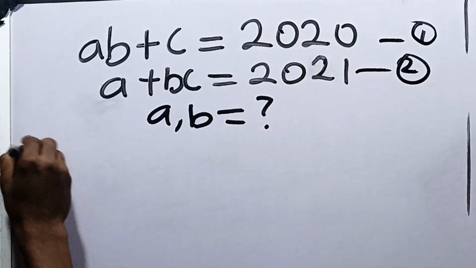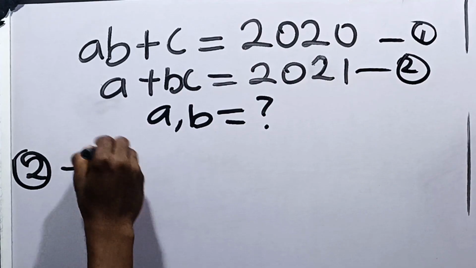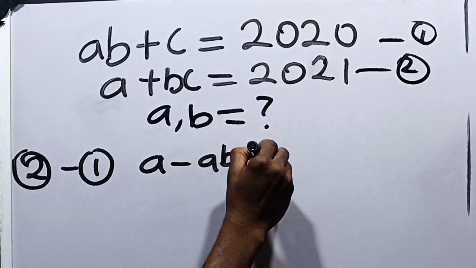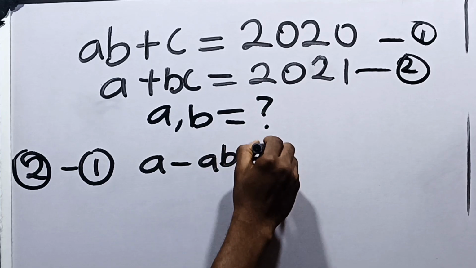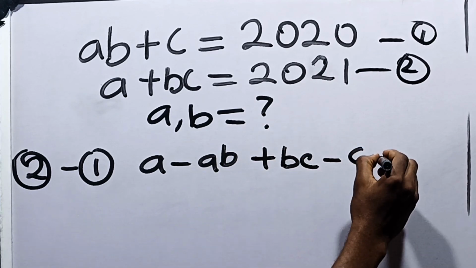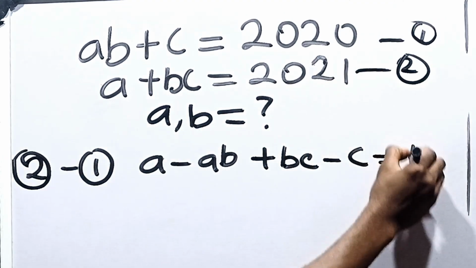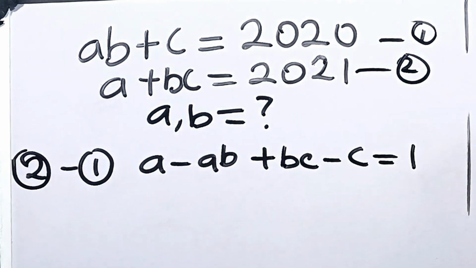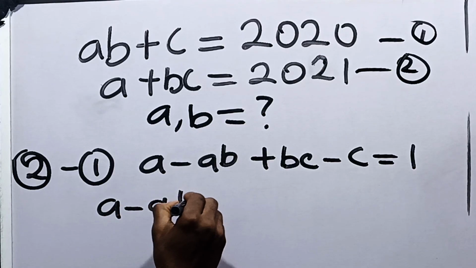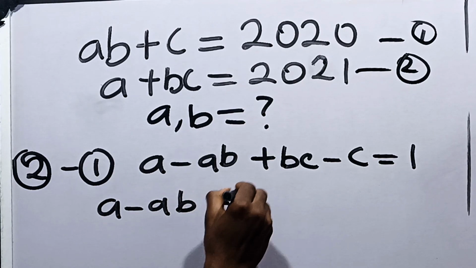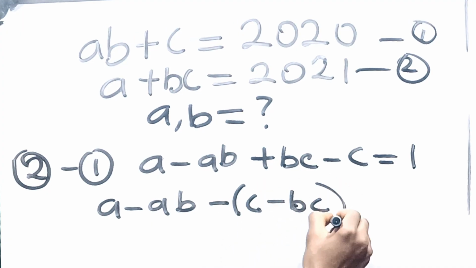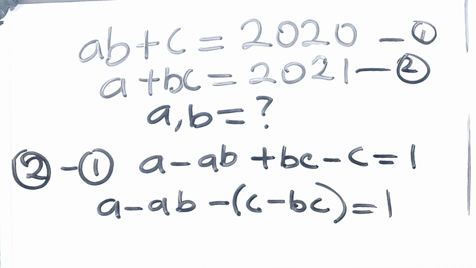So we have equation 2 minus equation 1, which would have A minus AB plus BC minus C is equal to 2021 minus 2020, which is 1. So we have A minus AB minus C plus BC is equal to 1.